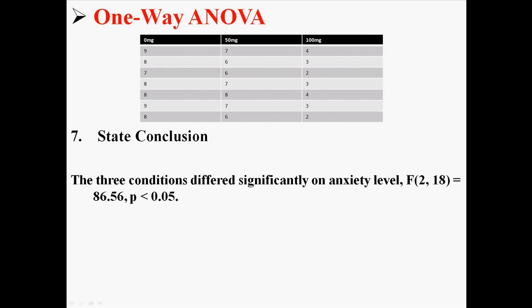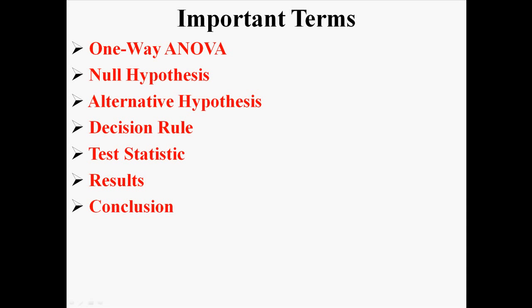Now we just know that the groups are different somehow. We don't know where they're different. To actually figure that out, we would have to do a post hoc test. But from this one-way ANOVA, we did discover that there is a difference somewhere among these three groups. And that is a one-way ANOVA.